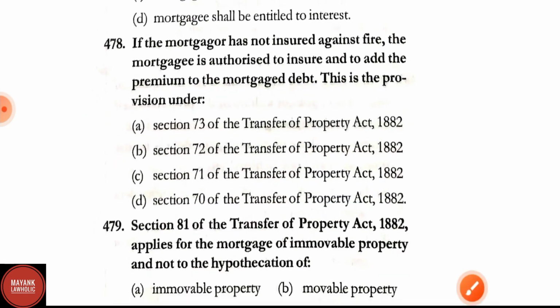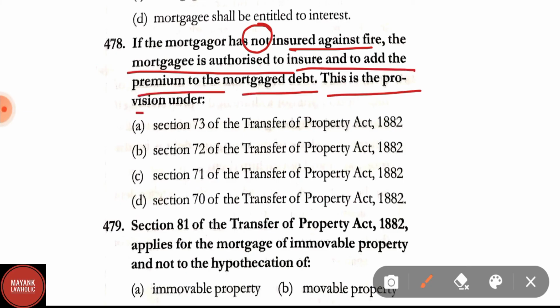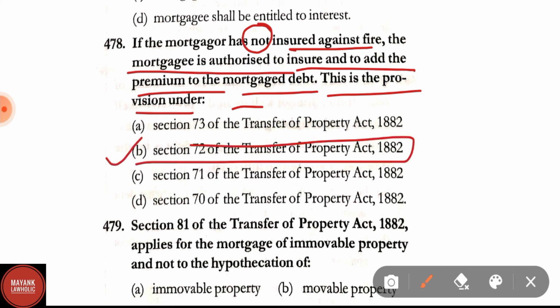Question number 478. If the mortgagor has not insured against fire, the mortgagee is authorized to insure and to add the premium to the mortgage debt. This is a provision under option A, Section 73 of TPA, Section 72, Section 71, Section 70. Here correct answer is option B, Section 72 of the Transfer of Property Act 1882.